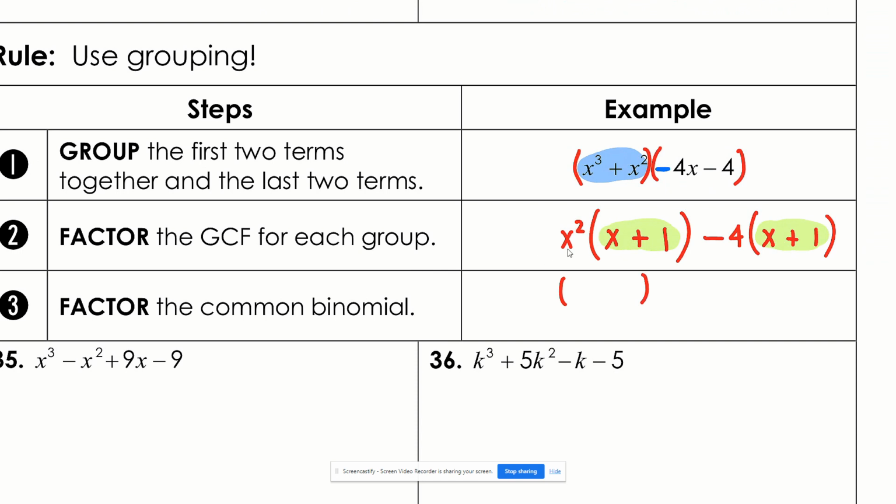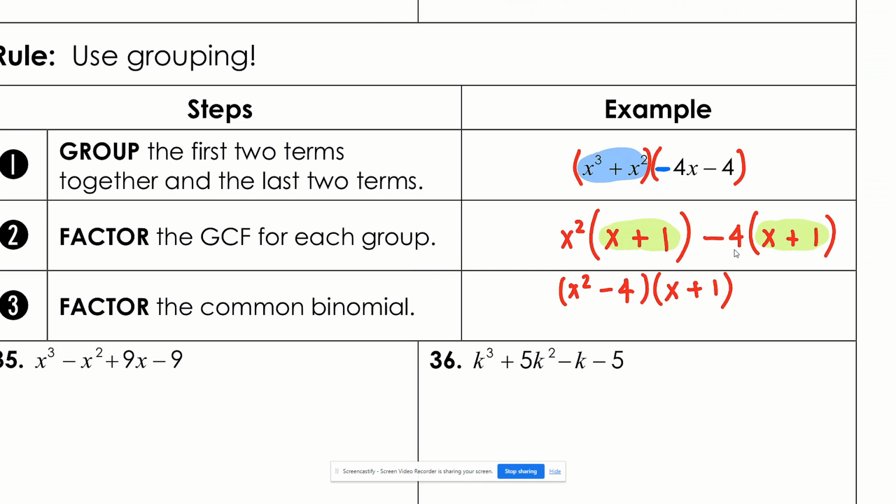Now, what did I pull out of this one? X squared. What did I pull out of this one? Minus 4. So there's one of your factors, and your other factor, only one, is what was left inside common, x plus 1. Not x plus 1 squared, just x plus 1. So there you have it.